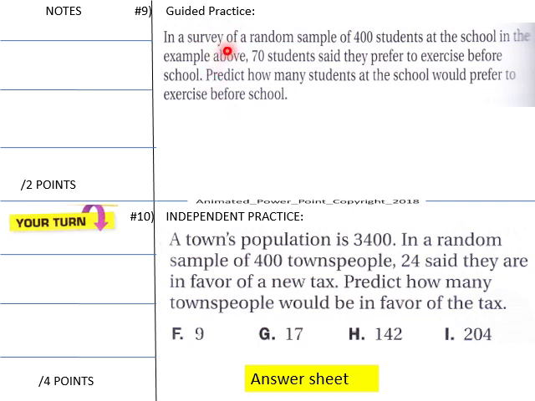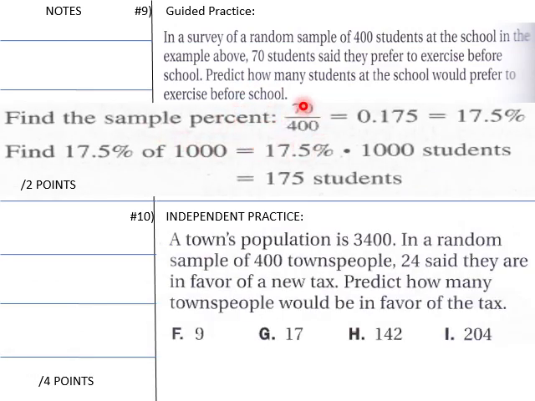I got to practice. In a survey of a random sample of 400 students at the school in the example above, 70 students said they prefer to exercise before school. Predict how many students at the school would prefer to exercise before school. And then this is your independent practice down here, students. So take note up here so you can do your independent. So with this condition up here of 70 who said they prefer to exercise before school.